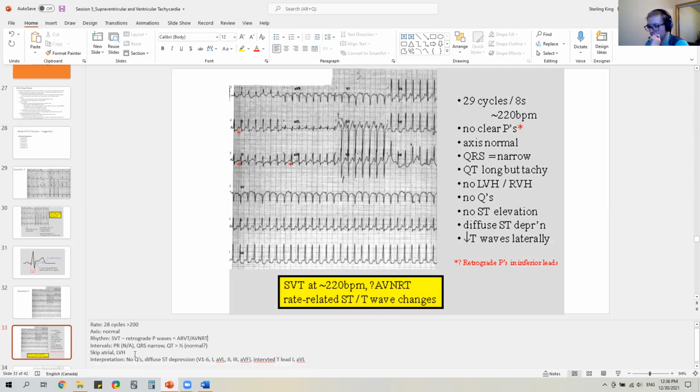So you just queried it. Intervals, PR. There's no clear PR, obviously. QRS narrow, yeah. QT is greater than half, but it's tachy. They have no left ventricular hypertrophy, right ventricular hypertrophy. So perhaps because of the change in rhythm, it looks like it's over the 7-box criteria, but perhaps it's also just the quality of the graph. And interpretation. It looks like I had said no Q's, diffuse ST depression. Yeah, they said that. I said inverted T's in lead 1 and AVL, and they said inverted T's laterally. So that was a good interpretation.